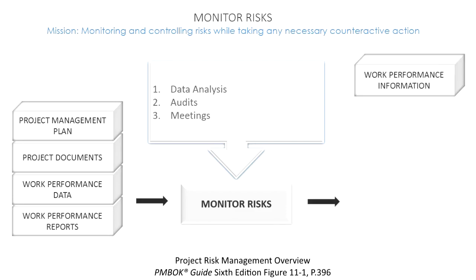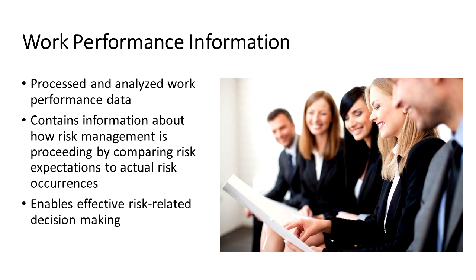The first one is work performance information. Remember, where you see work performance data going into a process, you see work performance information going out. Now here we have both work performance data and work performance reports going in in order to generate work performance information of a risk nature that will get put back into a work performance report. So this is a cycle of events. Very important to note how we have all the WPs, WPD, WPR, and WPI in monitor risks.